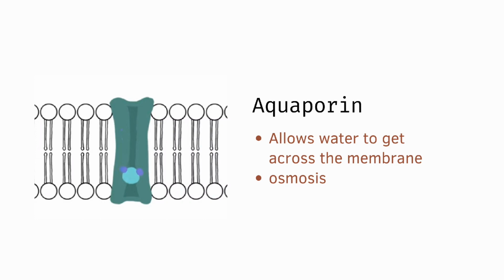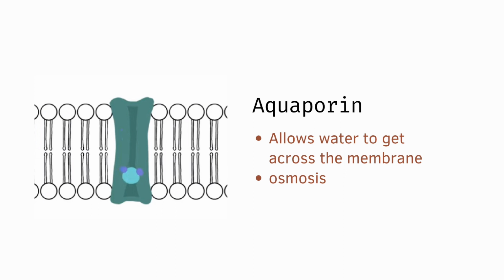As Afrizal explained before, membranes are made from lipids, which means they are hydrophobic. So molecules such as water cannot get across the membrane, so they need aquaporin to transport them. And this transport doesn't take energy, which counts as passive transport or facilitated diffusion.